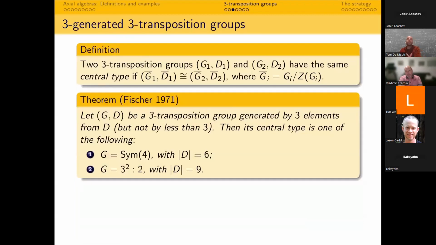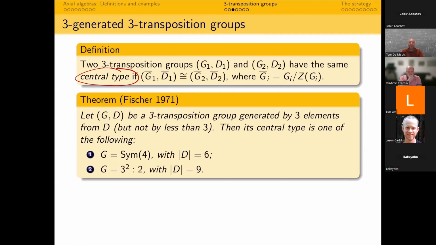Right. So here's a bit of classification type results. First of all, it's relevant to know that very often the theory is done up to central type. So that's the first definition here, this notion of central type. Basically, it means that you can ignore central extensions and they give rise to the same Fisher space. And from our point of view, you also cannot see the difference. If 2 transformation groups have the same central type, then the Matsuo algebras will be exactly the same. So that's a very natural equivalence relation on the class of 3-transposition groups.